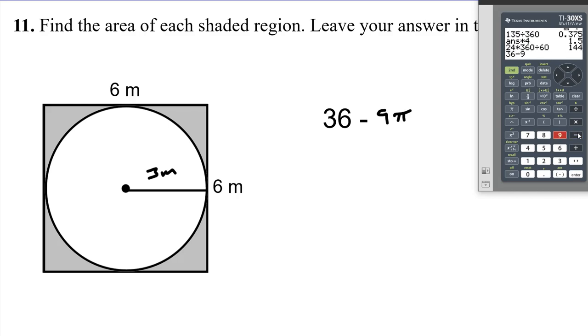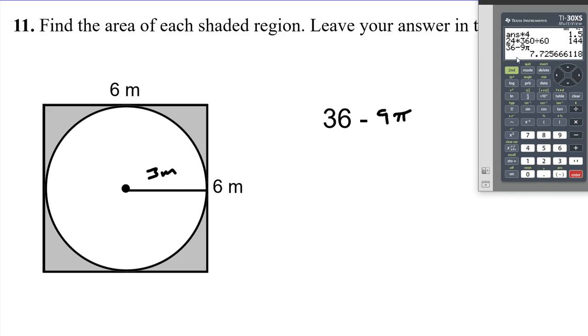So 36 minus 9 pi. I want to actually put pi in here because my answer, wait, they said leave it in terms of pi. Let me take a look real quick at the answer bank. Yeah, this one I don't want you to leave it in terms of pi, because if we wrote it as an expression of pi, we'd have to leave it as 36 minus 9 pi, unless we factored out the 9, but don't do that.